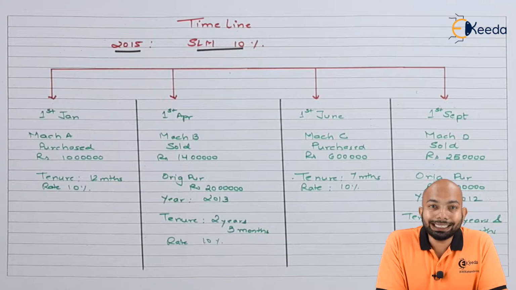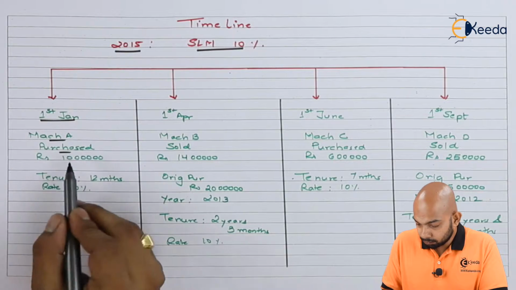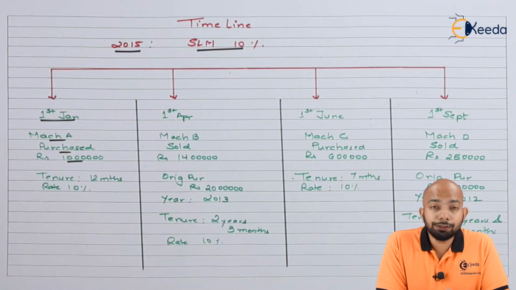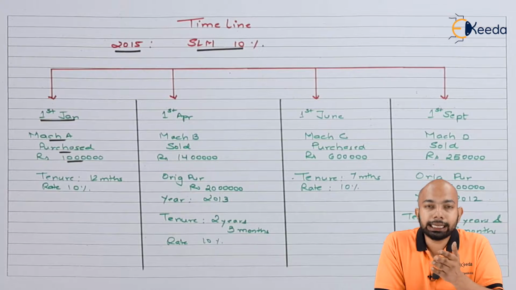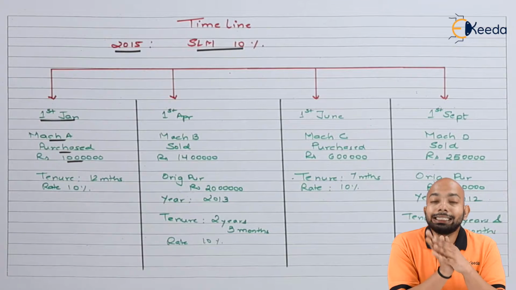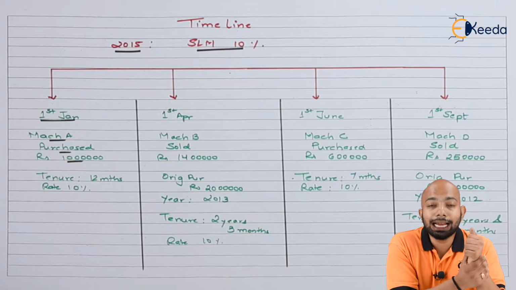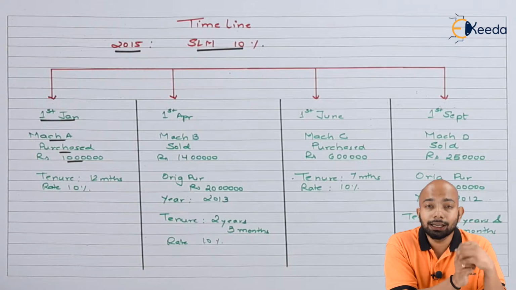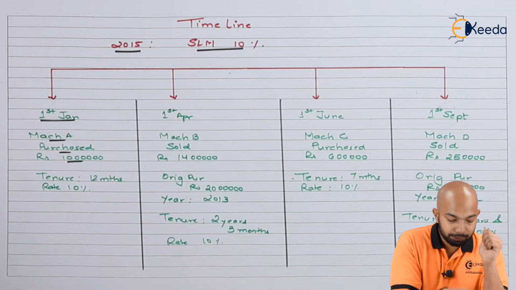Now let's figure out the details that have been mentioned for the first date. On 1st of Jan 2015, machine A was purchased for rupees 10 lakhs. We have also mentioned the tenure and the rate. Tenure means from the date of purchase until the date of depreciation, how many months have passed. So for this specific asset, it has been 12 months. So depreciation will be calculated on the basis of this tenure itself.